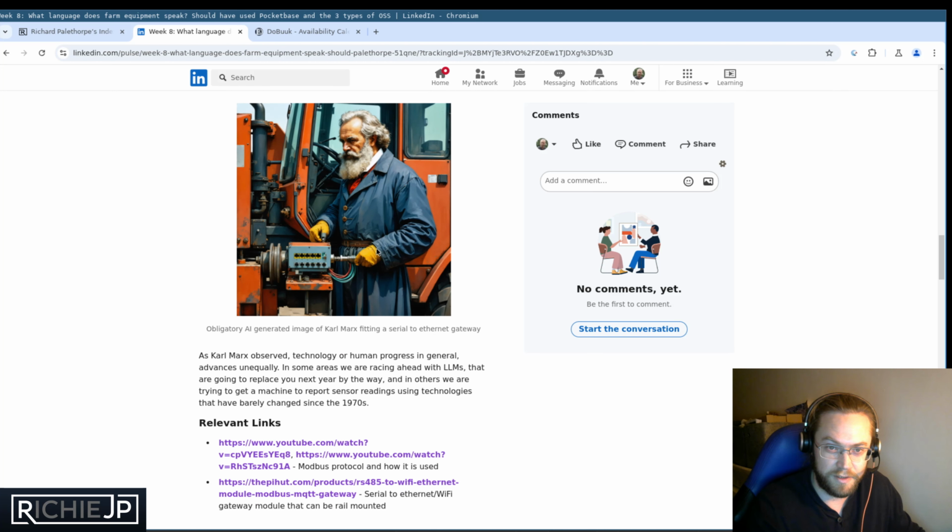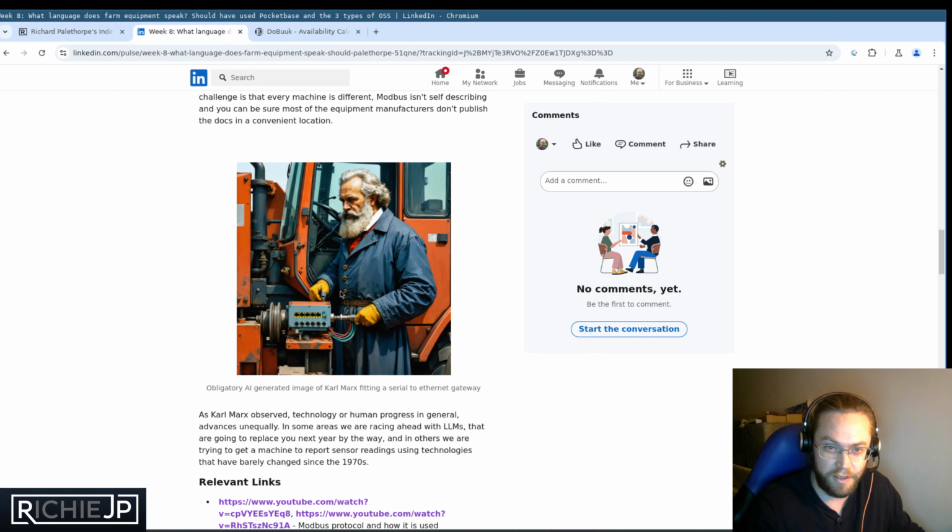Yeah, this is courtesy of AI. We have Karl Marx trying to attach an Ethernet gateway to a tractor.